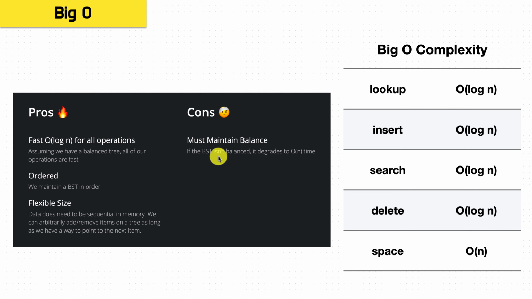The con of binary search trees is that they must stay balanced. The only way we get this log n time is if it's a balanced binary search tree. If it's not balanced, then in the worst case, we're still going to have to traverse all n nodes.